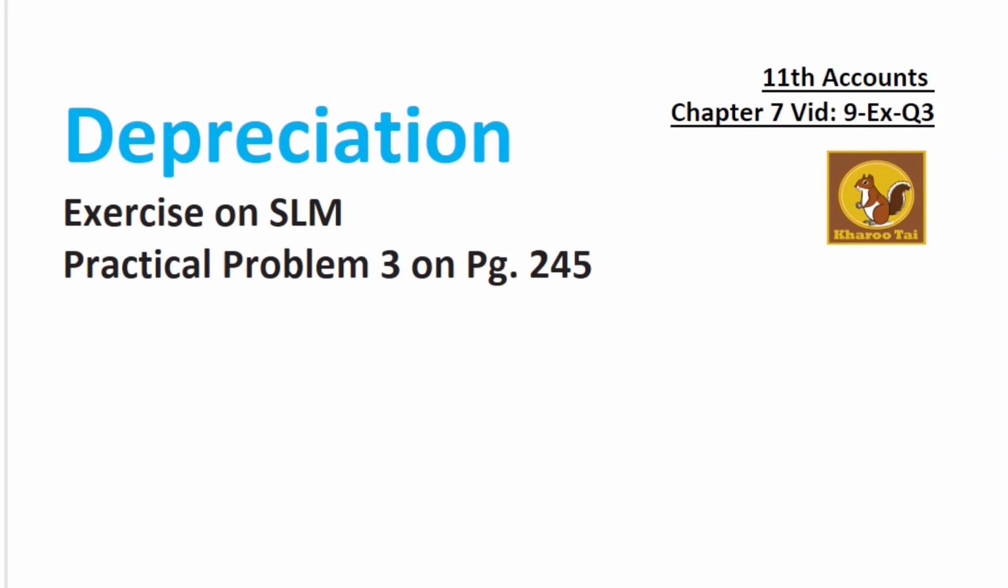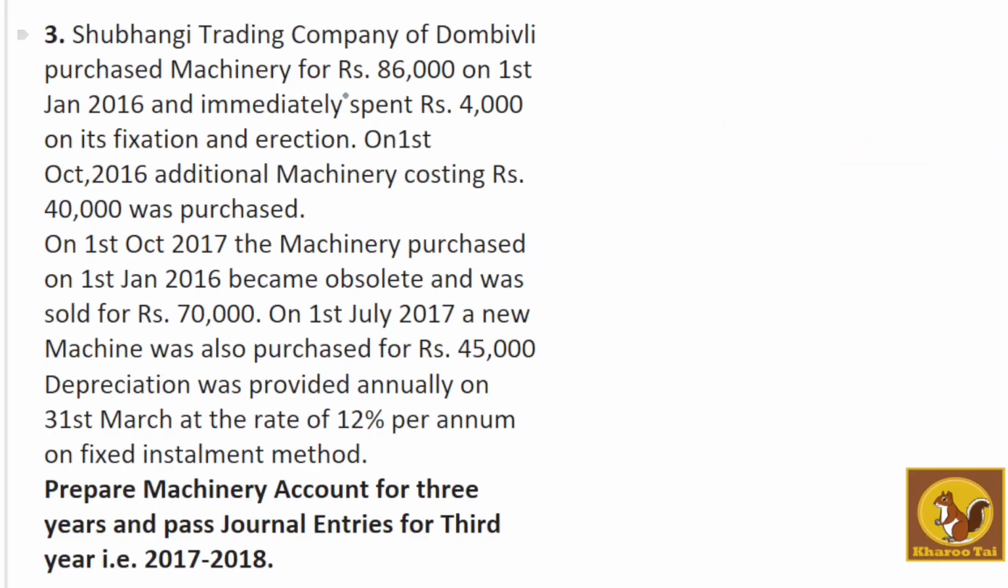We are going to solve a sum by the SLM method, that is practical problem 3 on page number 245. Let's go through the question. Question 3. Shubhangi Trading Company of Dombivli purchased machinery of rupees 86,000 on 1st January 2016 and immediately spent rupees 4,000 on its fixation and erection.